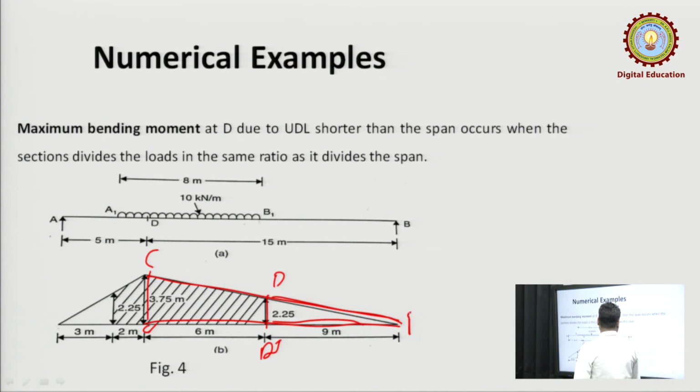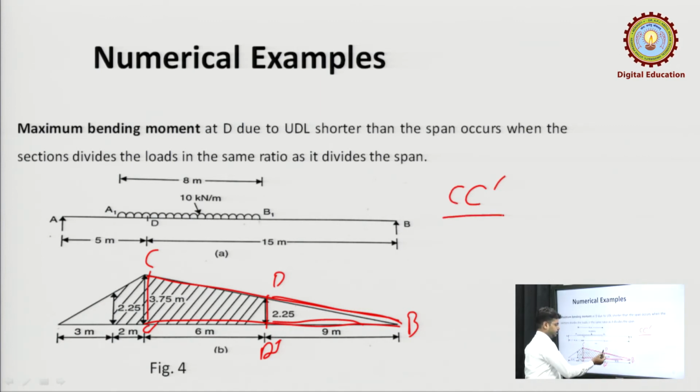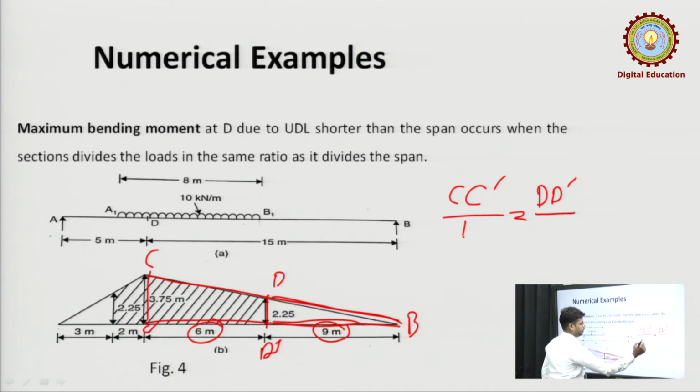After applying the triangle law, the ratio of C by C dash is equal to the ratio of D by D dash upon the total length. What was the total length? 6 meter plus 9 meter, 15. From here we can find this ordinate.